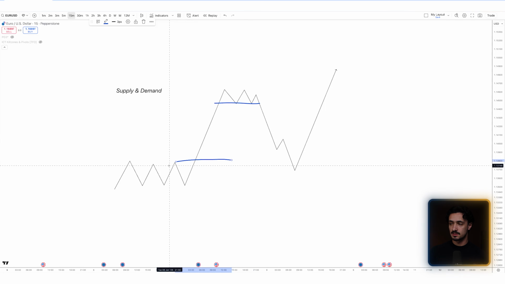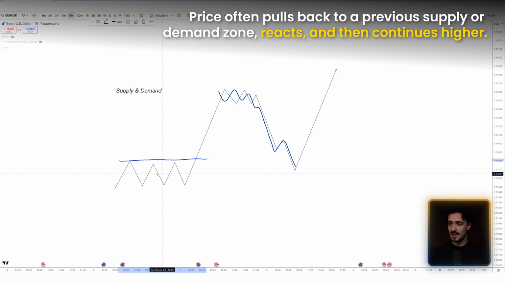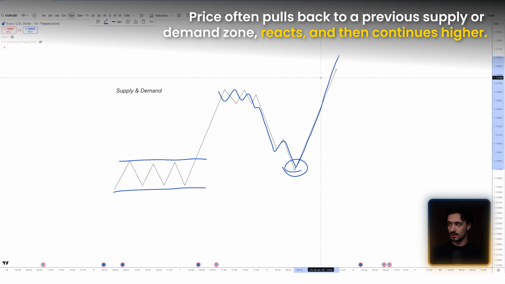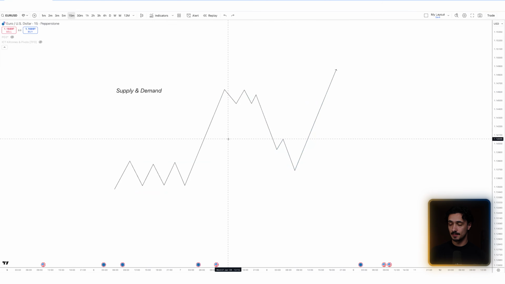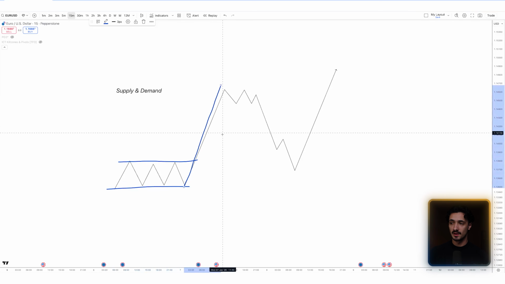So you'll notice that price will leave behind these gaps in price. What usually happens is price will re-gravitate back toward this old previous area of supply or demand, react from this level, and continue trading higher. This is what you will see time and time again. And so this in here, this range before a heavy move, is what we call a demand zone or a supply zone, or in other words, an order block.